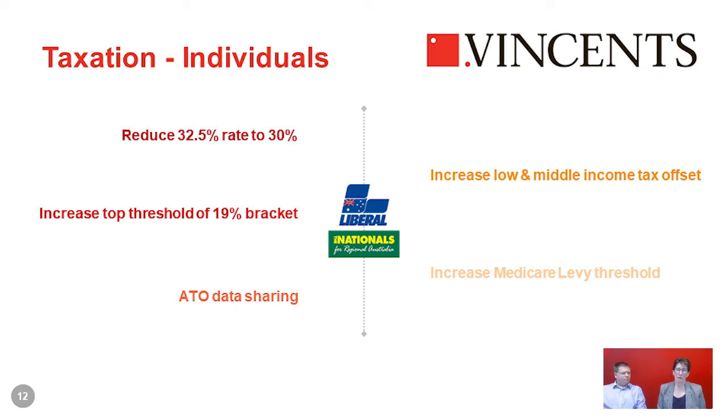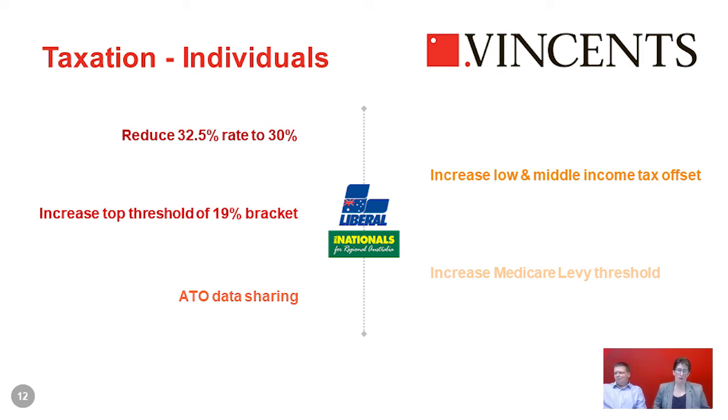The increase in the low and middle income tax offset, so doubling that tax offset to $1,080. This was announced in the budget and is effective for the 2019 income year. So for those individuals that are impacted by that offset, when they lodge their 2019 tax return, they will get access to this particular offset, which is doubled from what was announced last time.